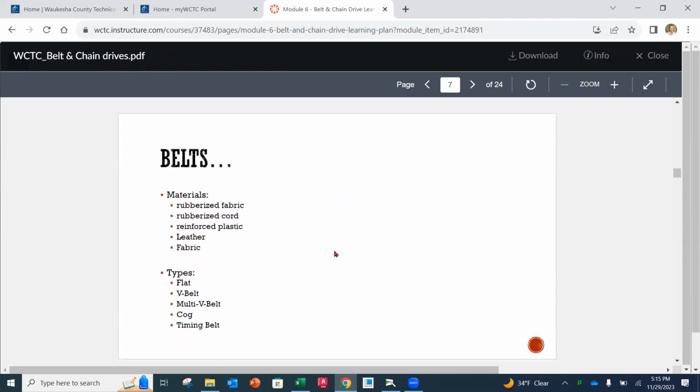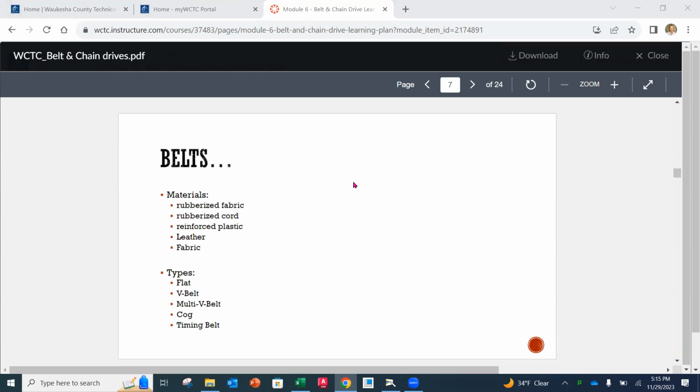So if we look at page 303, that's where we're going to start seeing some of the different types of belts, but the materials that they can be made out of are a combination or one or the other of some of these. So first of all, there's leather, fabric, rubberized fabric, there's cord, there's reinforced plastic. So a lot of different types of materials that can be used and brought together as composites, if you would.